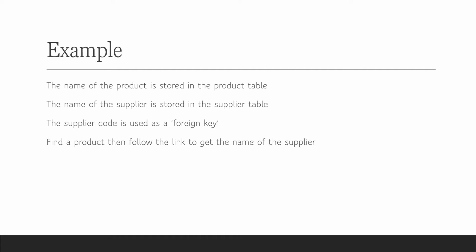So, for example, the name of a product will be stored in the product table, and the name of a supplier will be stored in a separate supplier table. Product and supplier are different entities. They'll have different tables. How do we find the supplier that goes with that product? We look at the supplier code, and that will be added to the product as a foreign key. And then if we want to get the name of the supplier, we follow that key to the supplier table and get the data that we want.